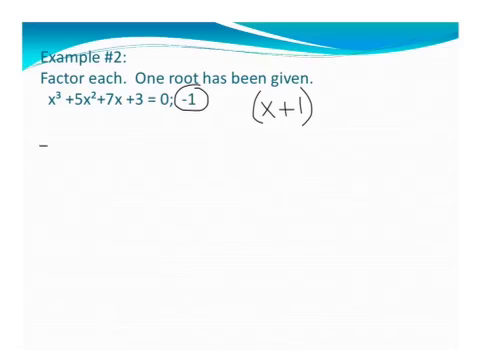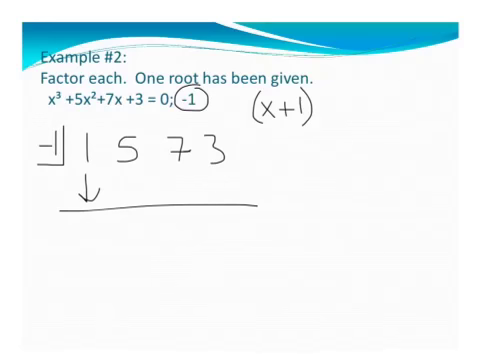So I'm going to set up my synthetic division with negative 1 being in that half box and put the rest of my coefficients 1, 5, 7, and 3. And I'm going to perform synthetic division to give me a trinomial that I can then factor.